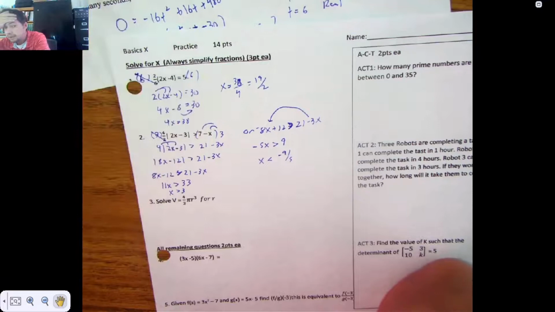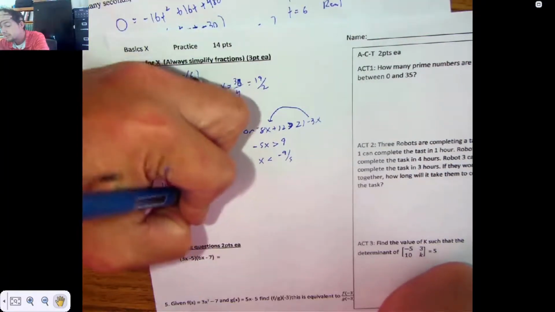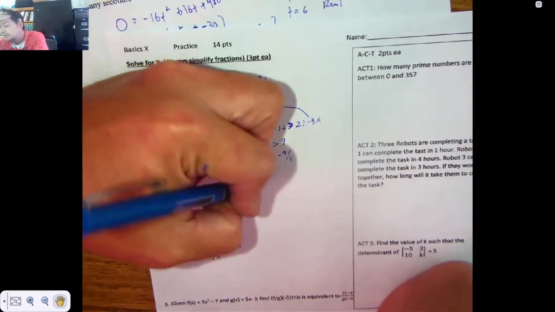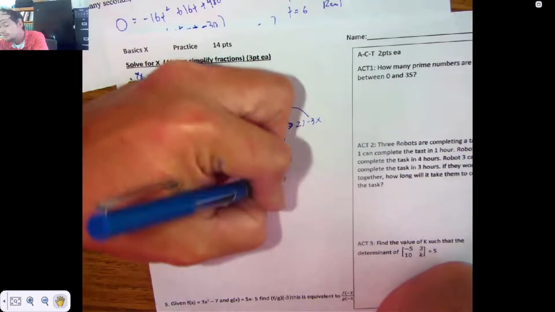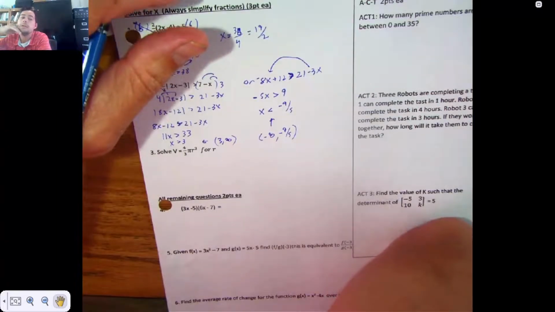I would probably have this multiple select, and I would probably have it written something along the lines of this guy being 3 to infinity, and this guy being negative infinity to 9/5. That's probably how I'd do it. I don't know. I might just leave it as inequalities.